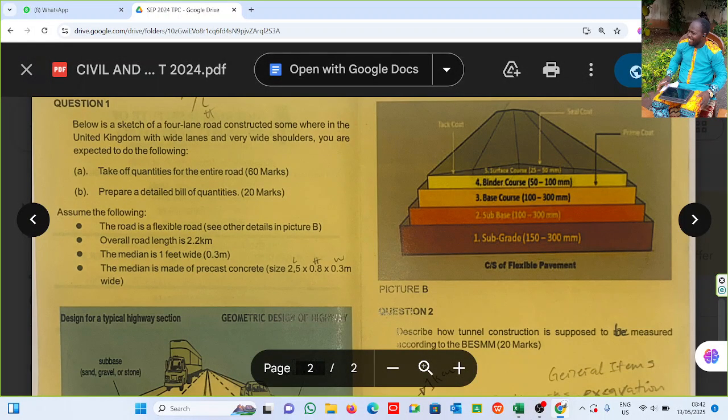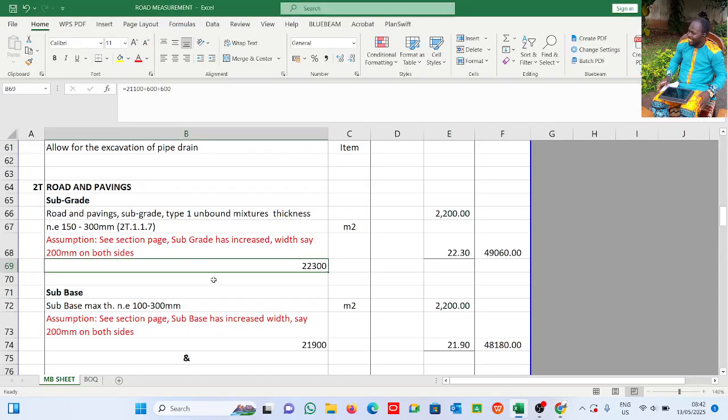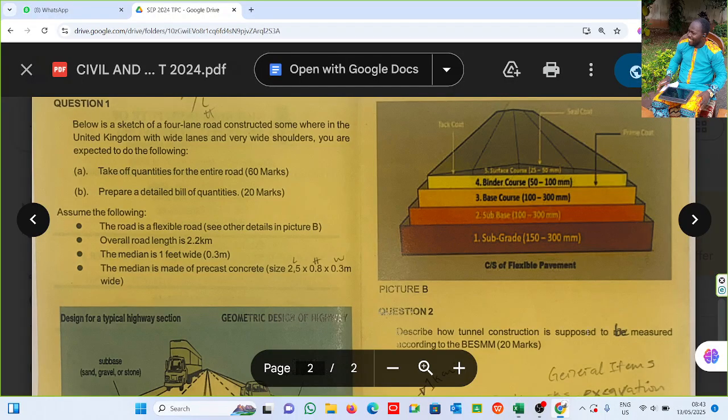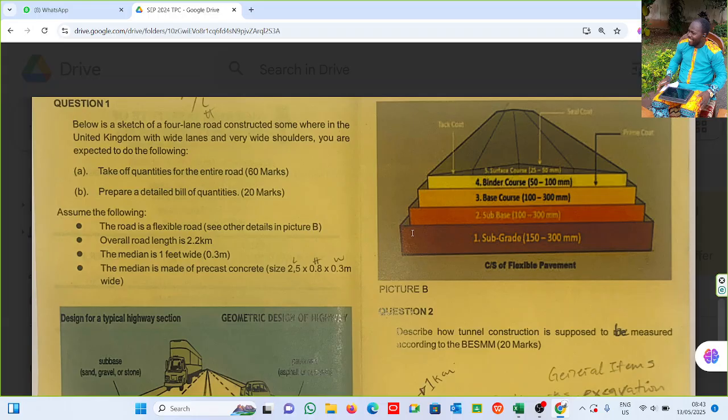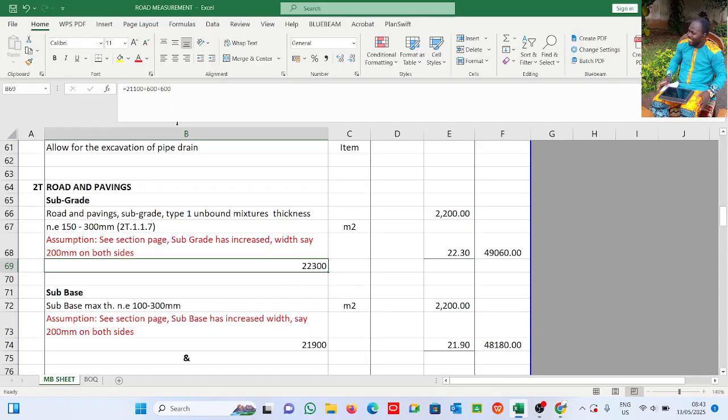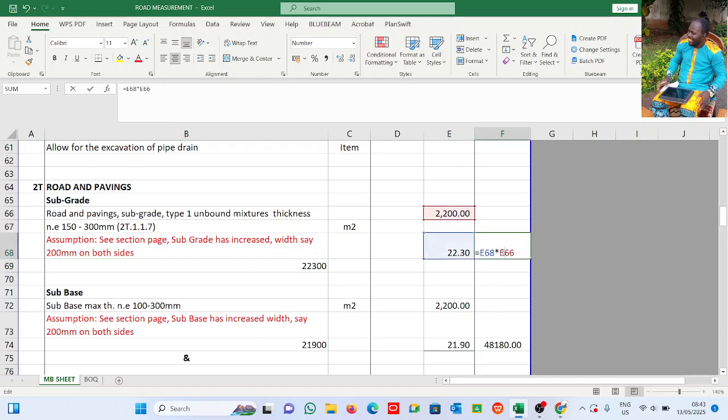So we're doing the subgrade, which is this. So this is 2100. This is the width of the road, which is what we are seeing here, from here to here. Alright, so we add 200, 200 to get the subgrade because we are starting from the bottom to the top. So that is why you see 600 here on this side, 600 here on this side. So we have this to be 2.3. If I multiply out, this is what I have.